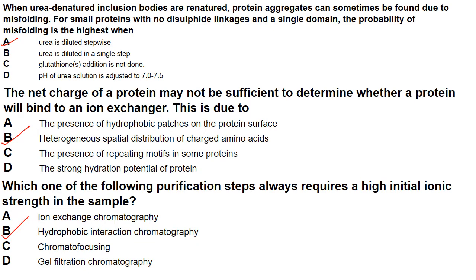Then next one. The net charge of a protein may not be sufficient to determine whether a protein will bind to an ion exchanger. This is due to heterogeneous spatial distribution of charged amino acids. Answer is option B. Then next one. Which one of the following purification steps always require high initial ionic strength in the sample? So it is a hydrophobic interaction chromatography. Answer is option B.